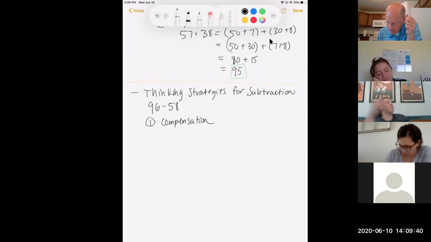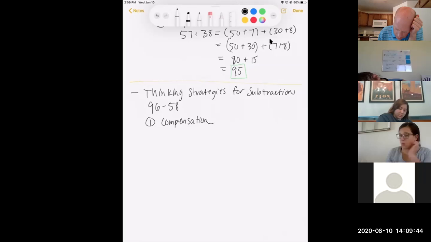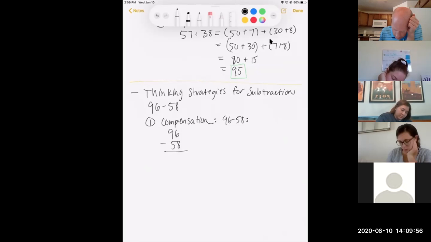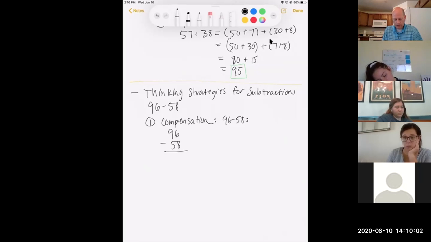All right, so now that we're thinking about compensation, let's go ahead and do that. So we're thinking about compensation for 96 minus 58. And I do my compensation vertically. It's a little bit easier for me, but you can do it horizontally if you would like. Okay, so I'm going to subtract them in this way, but I'm going to compensate. And when you compensate in subtraction, it's best to compensate on the second number, the subtrahend.